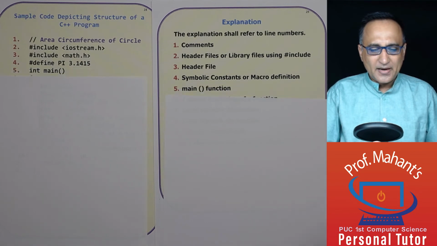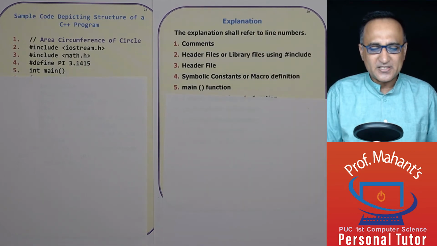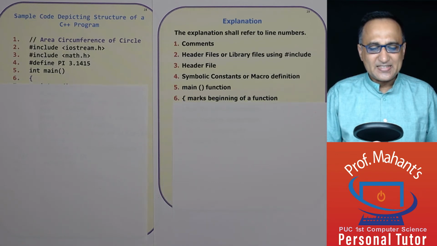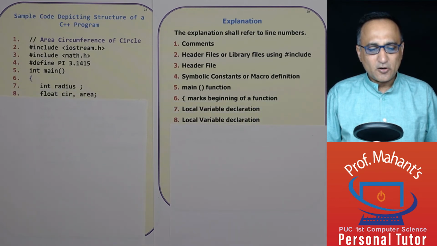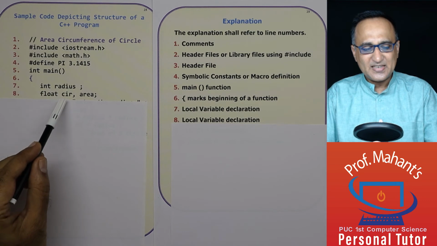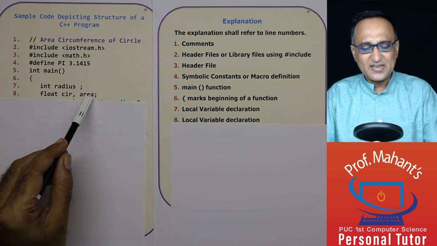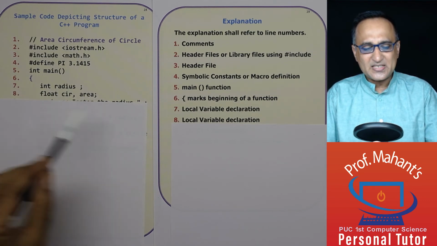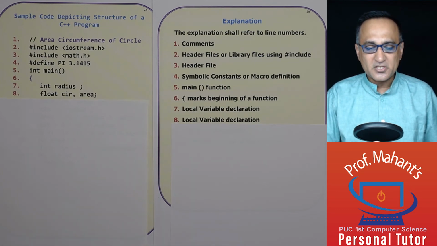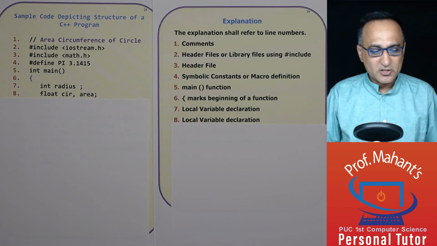Then this is followed by the main function. This is the first line which is going to be executed. The flower bracket indicates the beginning of the main. Then in order to calculate the circle's area and circumference, I need certain memory locations. The first is radius, the next is circumference, and the next variable is area. So lines 7 and 8 indicate the local variables or memory locations which I am going to use for calculation.